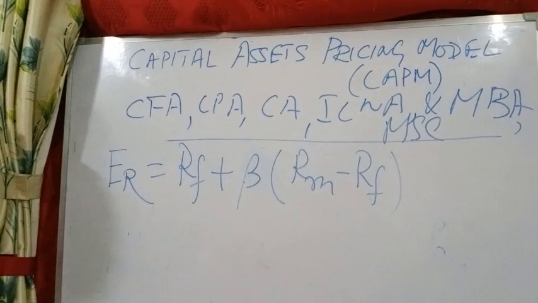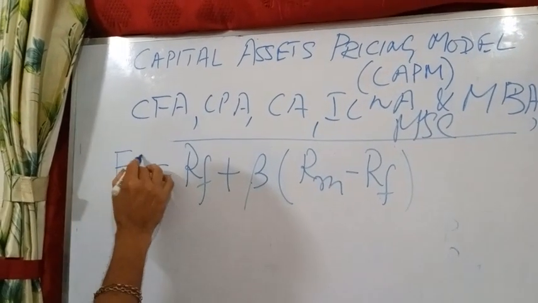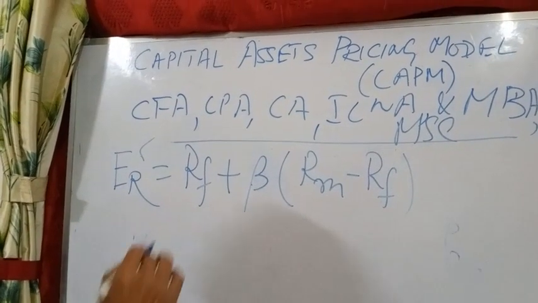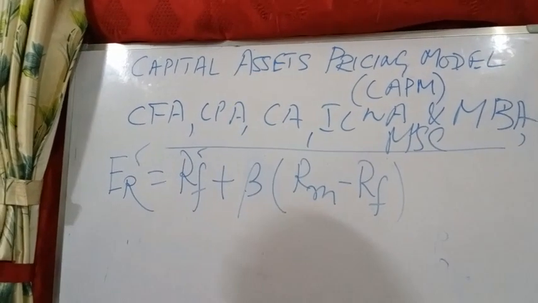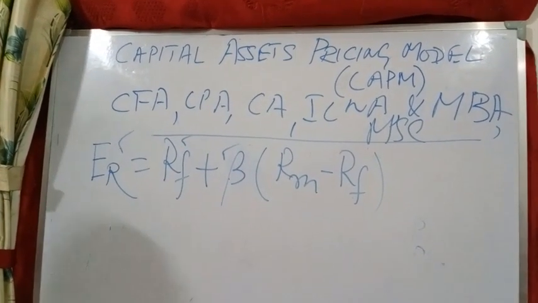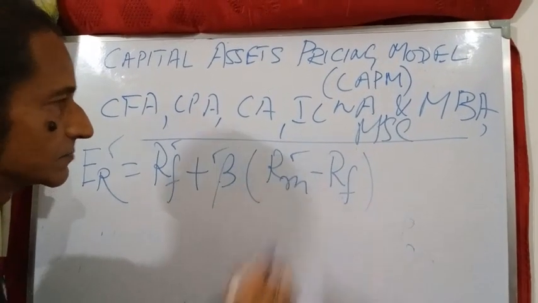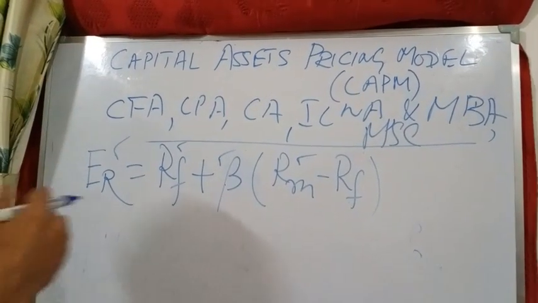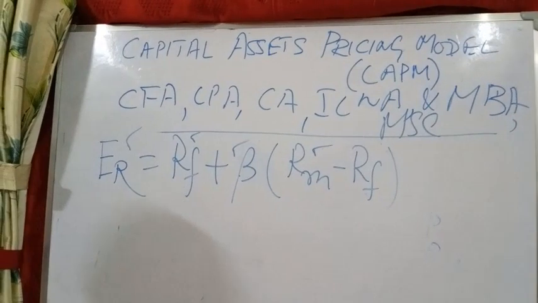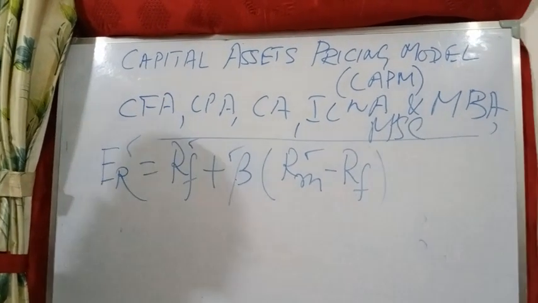So there are four things: one is expected return, one is risk-free return, another is beta, and the fourth is market return. We'll come to these one by one. Before that, let us learn how the risk-return trade-off works.